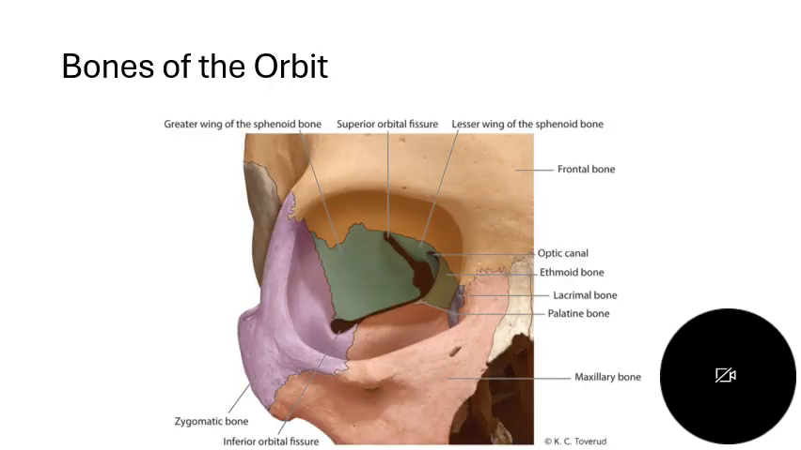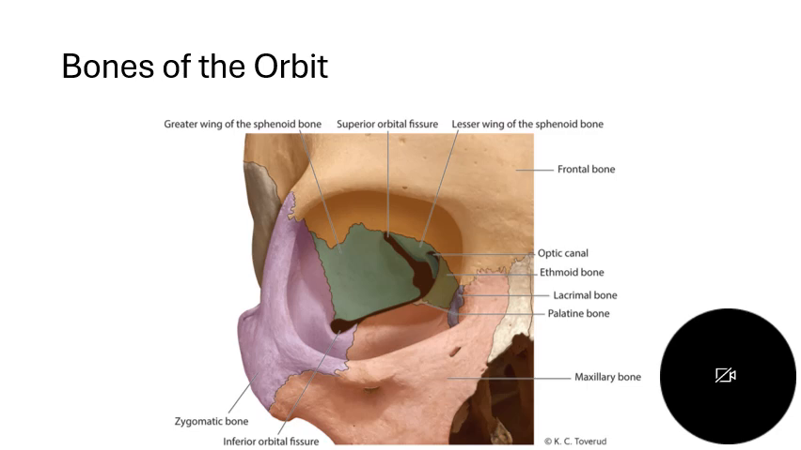Let's talk about the structures that help protect all this soft, fleshy tissue. The bones of the orbit can feel a little bit overwhelming, but there is a way to make sense of all of this. The job of the orbital bones is to protect the very delicate eye, the lacrimal gland, the tear duct, and all the muscles and nerves that come into and attach to the eye.